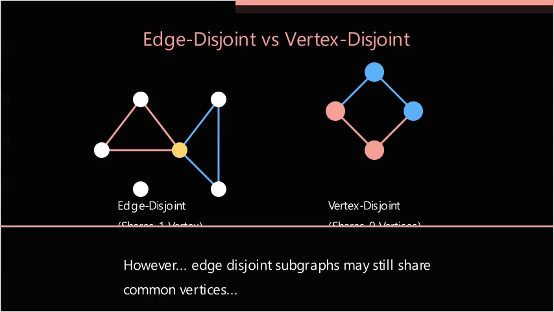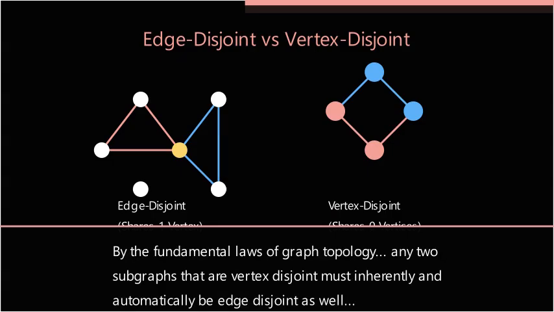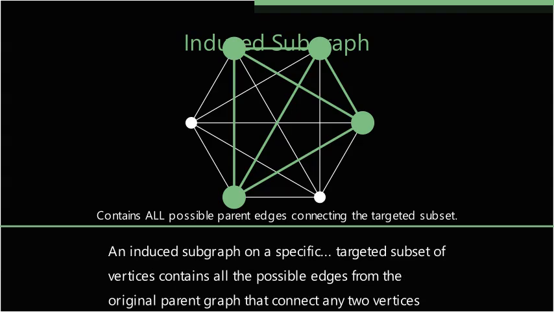However, edge disjoint subgraphs may still share common vertices. Vertex disjoint subgraphs are two subgraphs that share absolutely no vertices in common. By the fundamental laws of graph topology, any two subgraphs that are vertex disjoint must inherently and automatically be edge disjoint as well. Finally, we define the induced subgraph. An induced subgraph on a specific, targeted subset of vertices contains all the possible edges from the original parent graph that connect any two vertices present in that targeted subset.